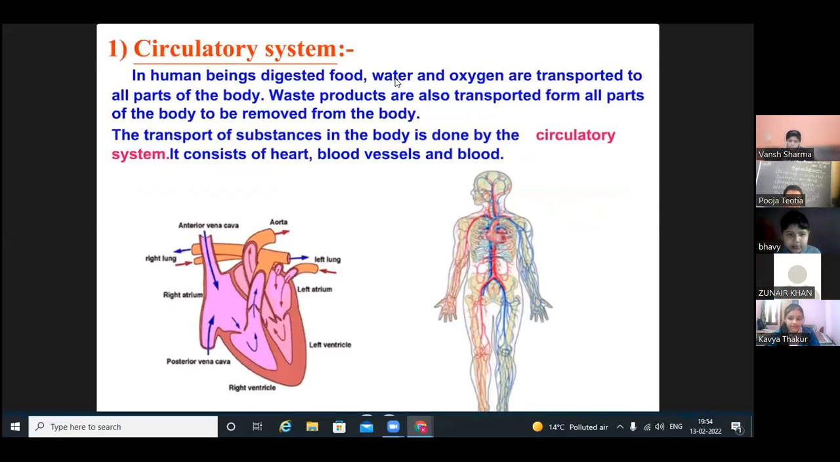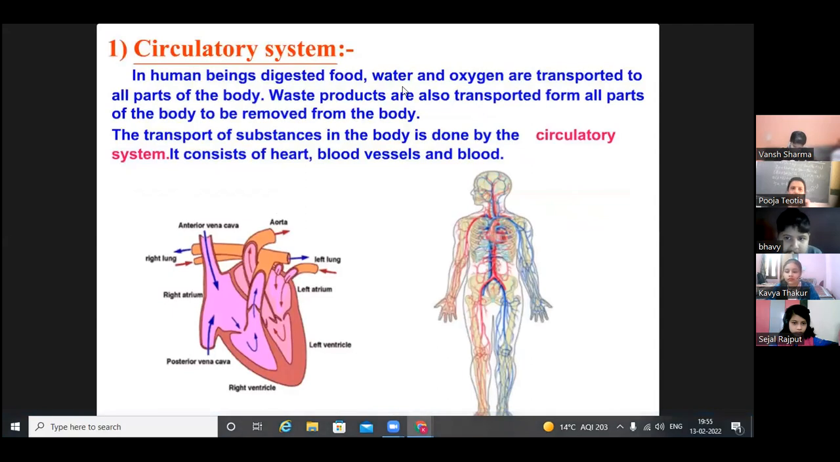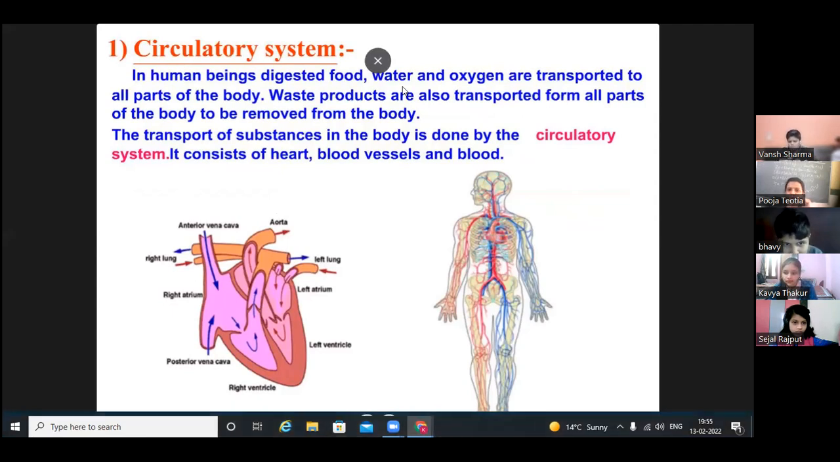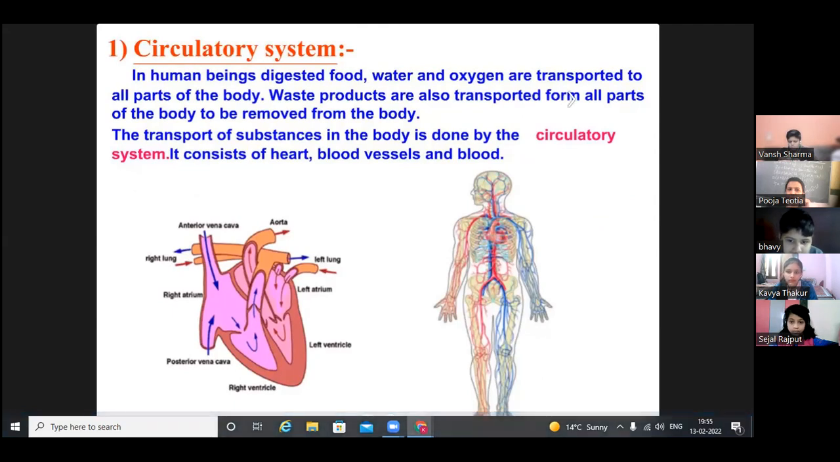First of all, we are going to study the circulatory system. We'll discuss how waste products are transported from all parts of the body and removed. Digested food, water, and oxygen are transported to all parts of the body and waste products are removed. So who is responsible for the transportation system in our body?